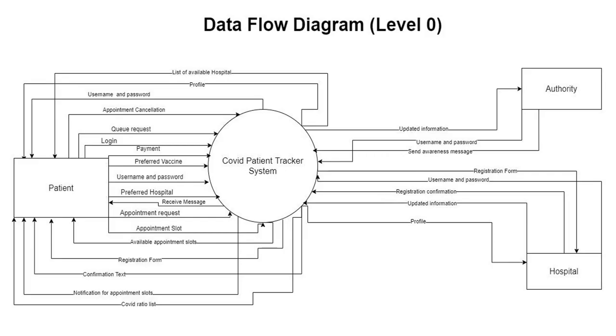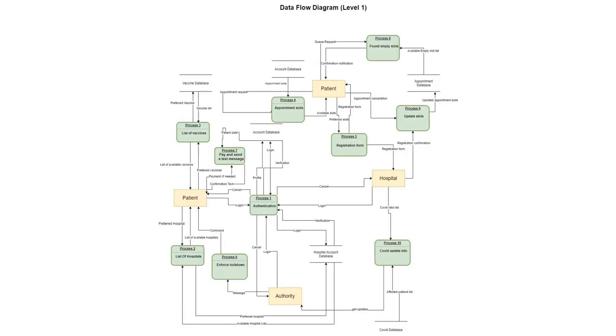In level 0, we show the entire software system, but in level 1, we can break those processes into small pieces and try to understand how every process works. The important thing is our external entities, for example, patient, hospital, and authority, remain the same. The new addition is data files, which are also called databases. If I zoom into our process 2, it is the list of hospitals.